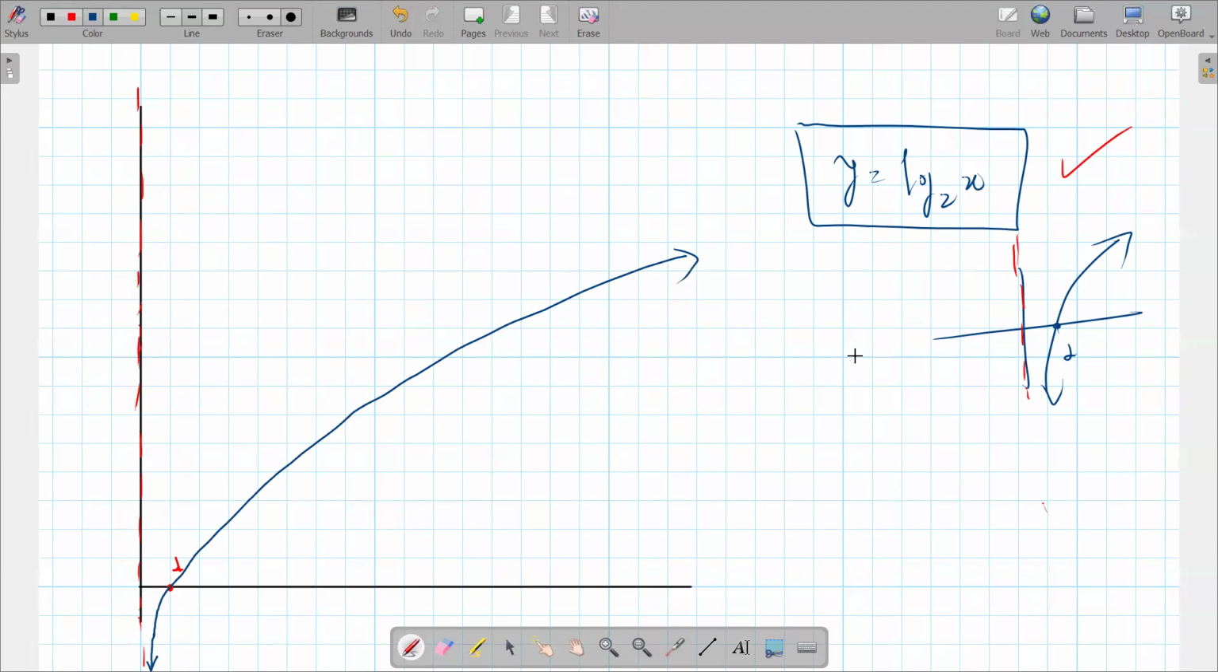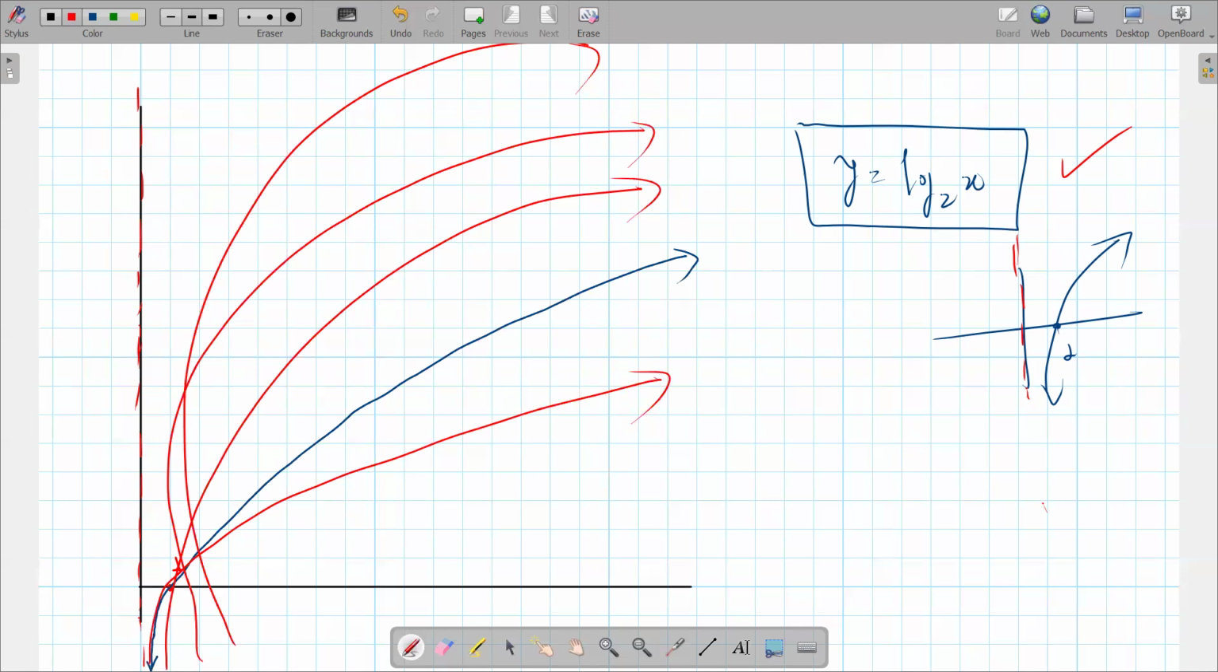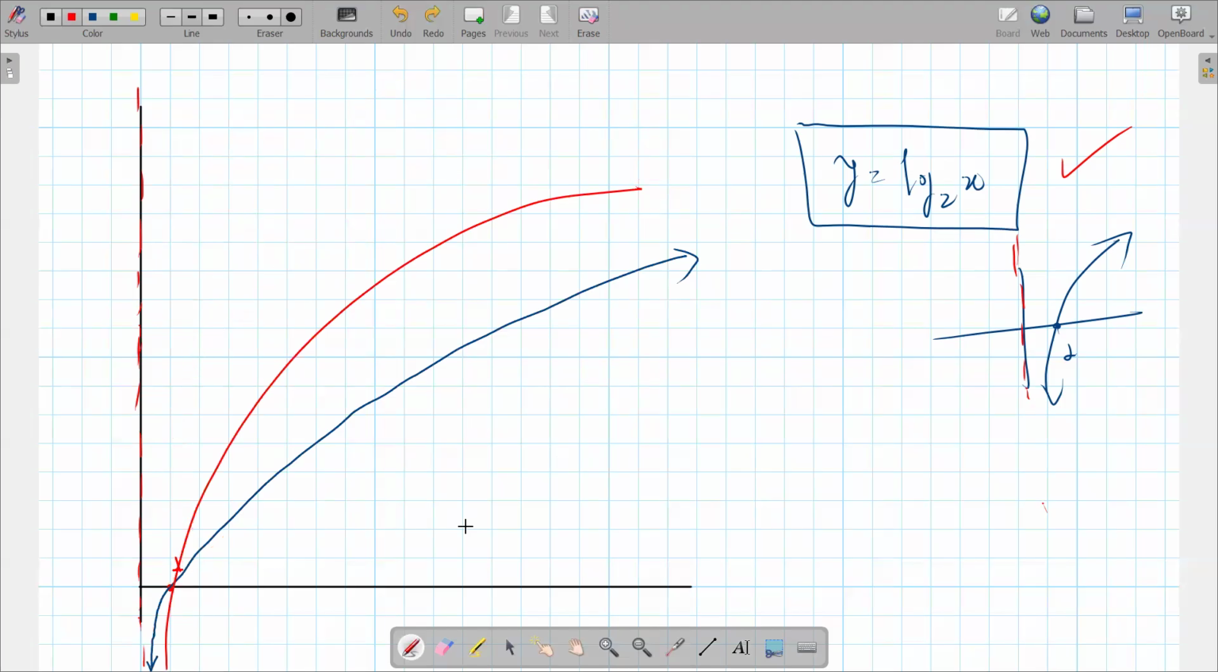Base 2 doesn't matter. It's always going to go through this. The only difference is that it'll look like this, right? That's the difference. Or it could also come down. So these are all the various bases. But the main idea is that it's always going to go through that point. It's always going to have that asymptote.